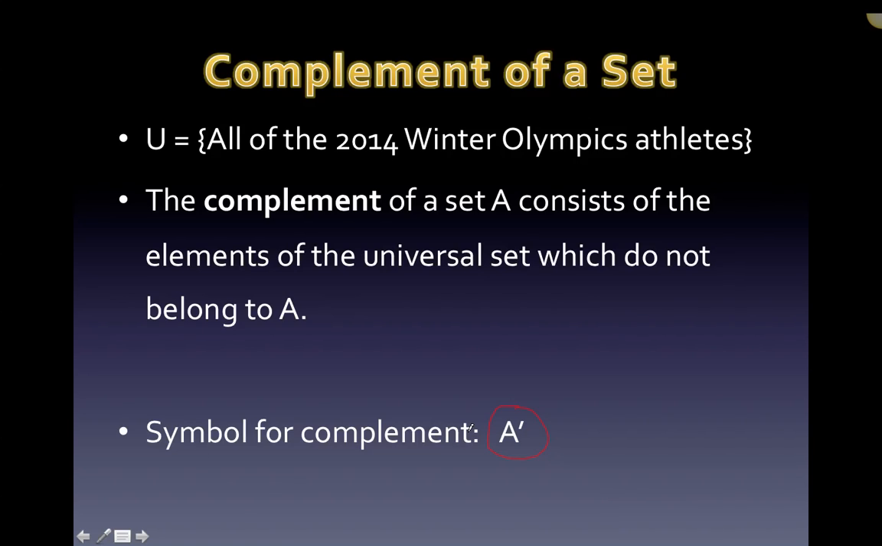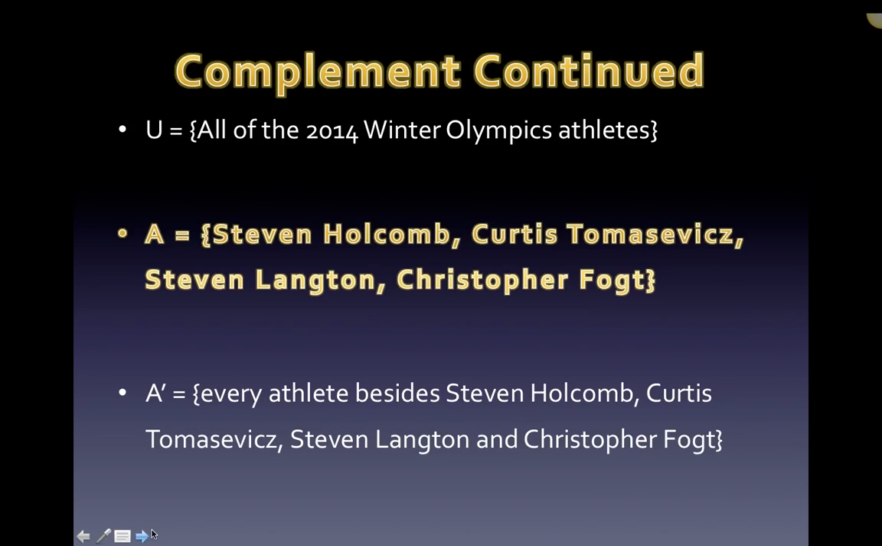So basically A and the complement of A cannot have any matching members. In my example, if A were to be the 4 members of this men's 4-man bobsled team, then A prime, or the complement of set A, would be every single athlete in the 2014 Winter Olympics besides these 4 guys. So I hope that kind of made sense.